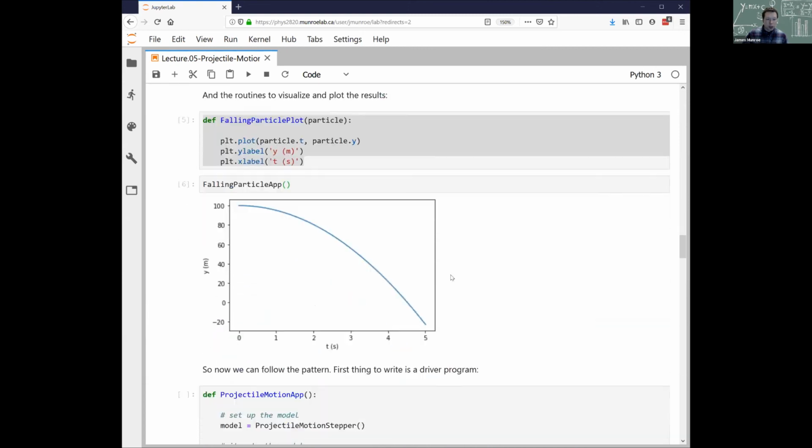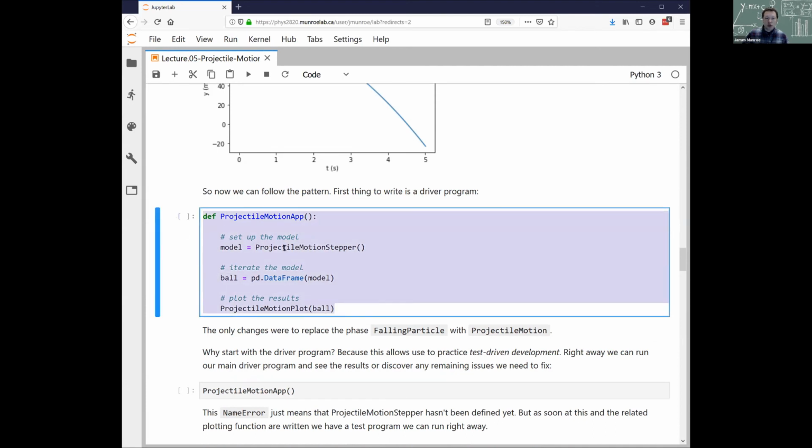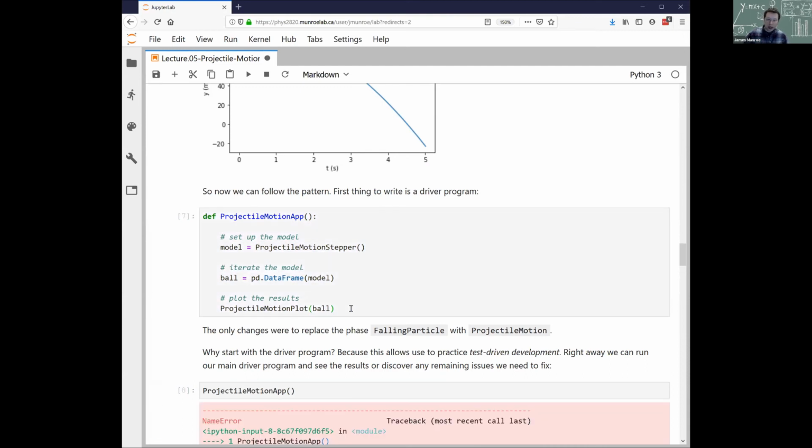Okay, so here's my driver program. Now, why would I want to start with the driver program? I know that if I was to try to run this program, it wouldn't work. It wouldn't work because projectile motion stepper and projectile motion plot do not yet exist. So in fact, if I run this, I will get an error. And that's to be expected because I haven't written the rest of the code.